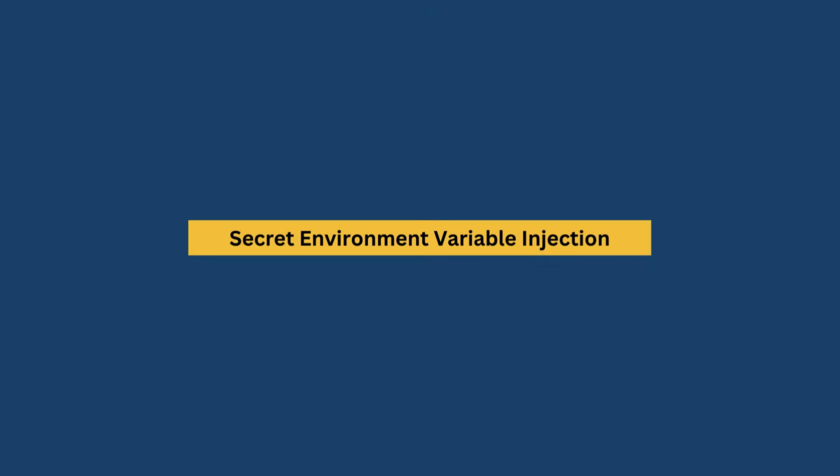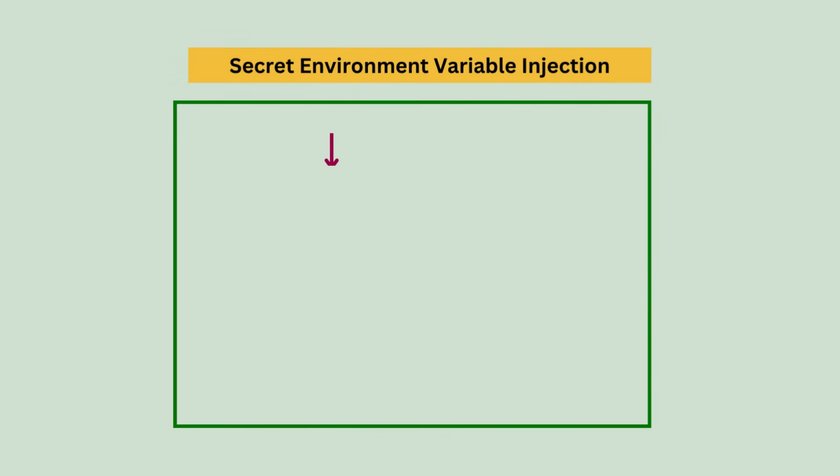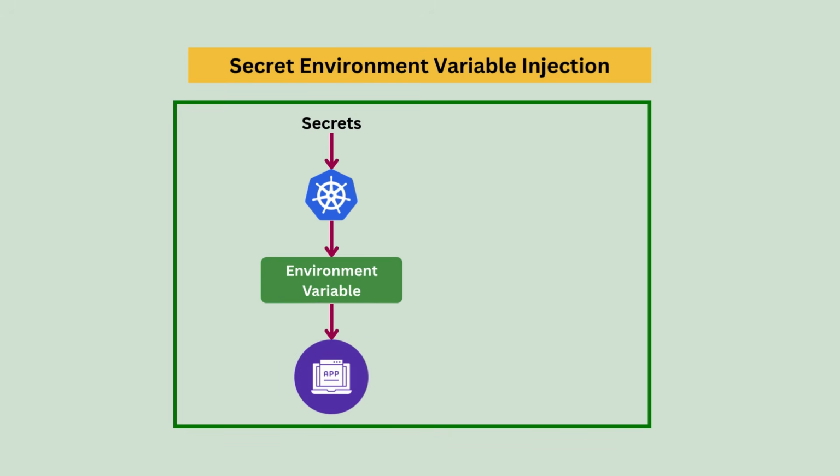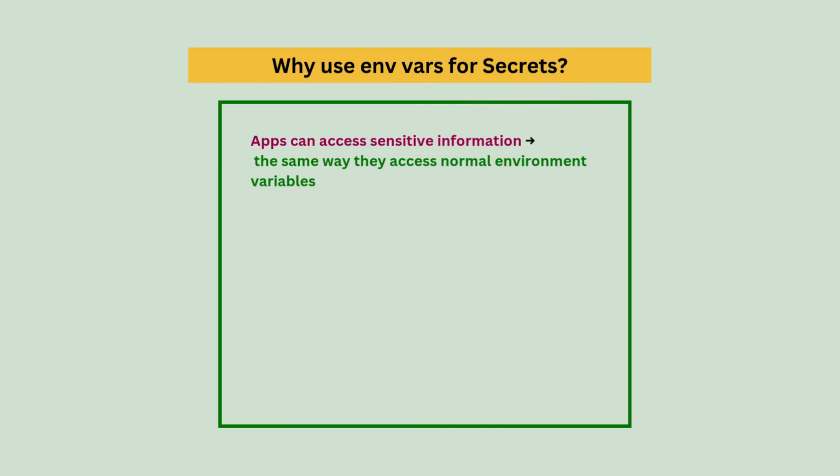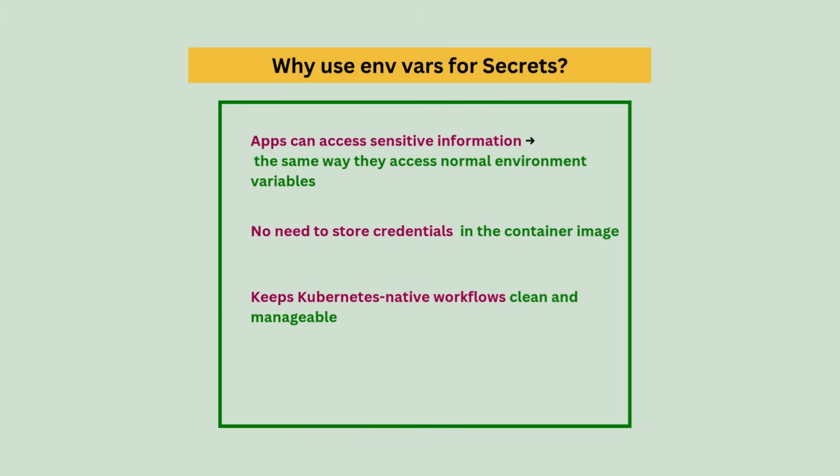Now, moving on with our next topic, secret environment variable injection. Once you have a secret in Kubernetes, you often want your application to use it as an environment variable. This allows your app to read sensitive data securely without embedding it in code. So why use environment variables for secrets? It's because applications can access sensitive information the same way they access normal environment variables. No need to store credentials in a container image. This also keeps Kubernetes native workflows clean and manageable.